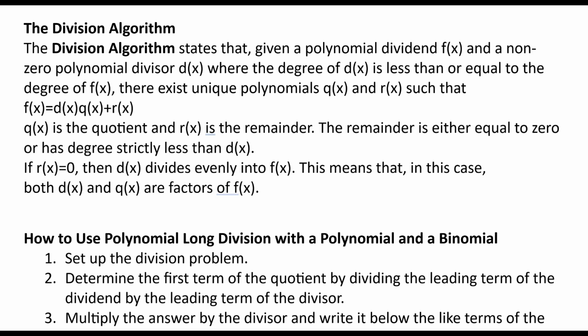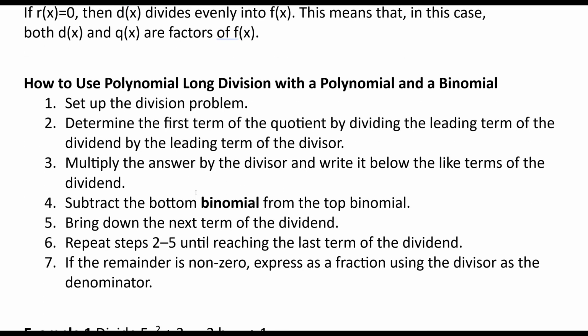The remainder is either equal to 0 or has a degree strictly less than d of x. If r of x is 0, the remainder is 0, then d of x divides evenly into f of x. This means that in this case, both d of x and q of x are factors of f of x. So if there's no remainder, then this r of x is going to be gone, and d of x times q of x is f of x.